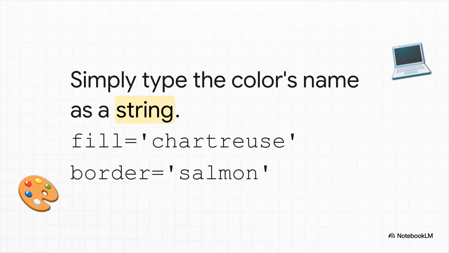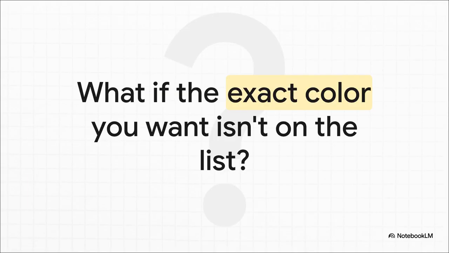I mean, when you're coding a shape, you can literally set the fill to chartreuse or the border to salmon just by typing the name in as a string. It's that simple. Now, 143 colors is a great start for sure. But what happens when you need a very specific shade? You know, something like mint green or periwinkle. That little limitation is exactly where our next level up comes in, and trust me, it's a true creative superpower.